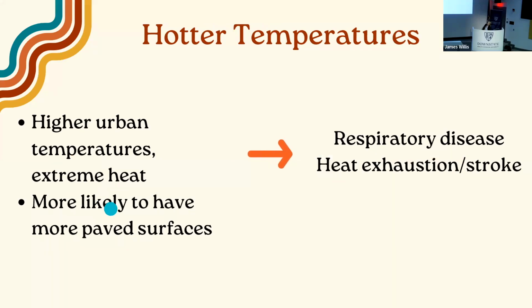Redline areas are also associated with hotter temperatures, hotter summer temperatures, hotter urban temperatures, and are more prone to extreme heat conditions. This has a lot to do with not only air pollution and living on lower lands, but redline areas are also more likely to have paved surfaces that retain heat. And we know that this is associated with respiratory diseases and heat exhaustion or heat stroke.